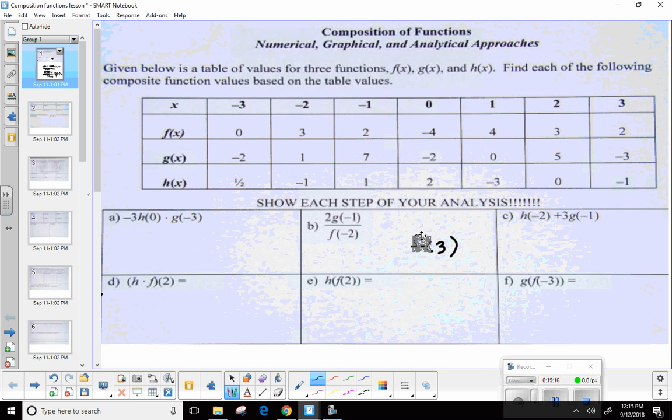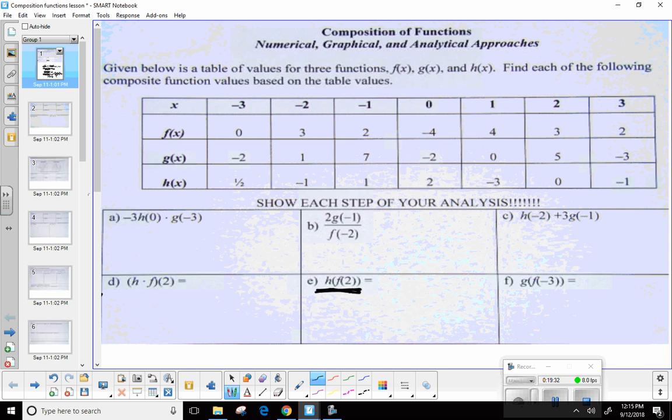I replace every x with what? Yeah, I substitute in and I simplify. What we're going to start looking at are these guys right here. This is what we call a composition, where we go ahead and evaluate one function inside of another.